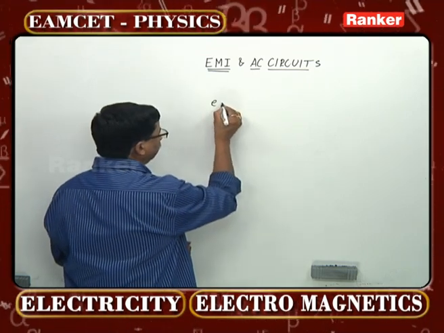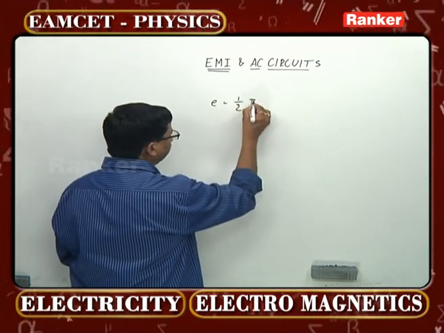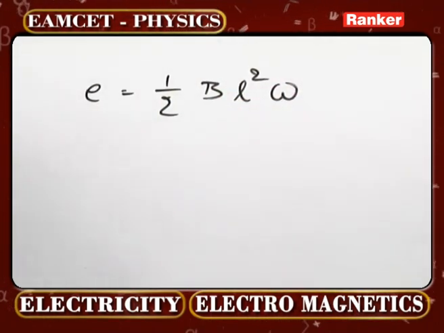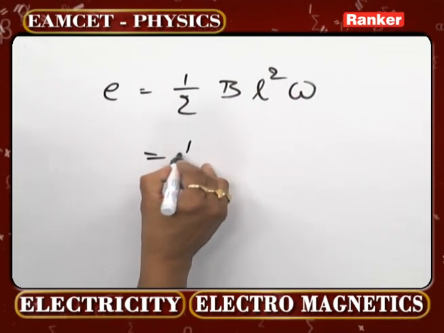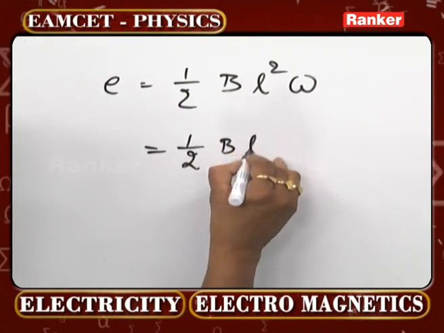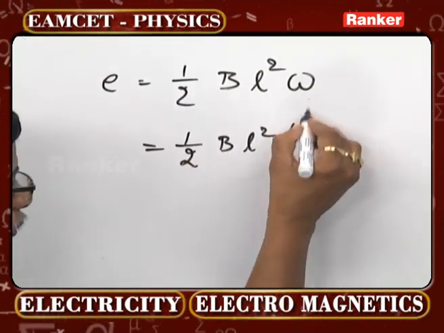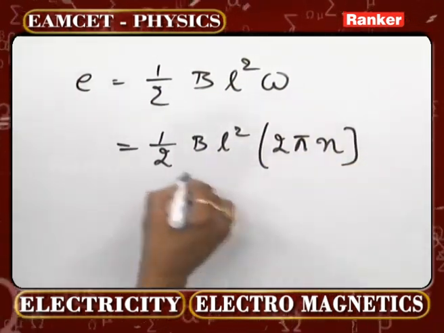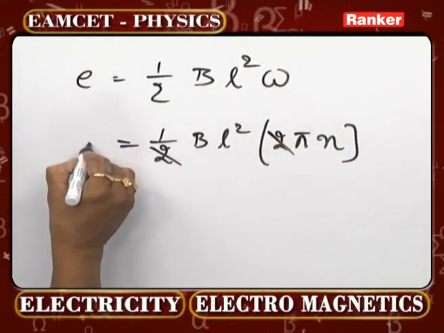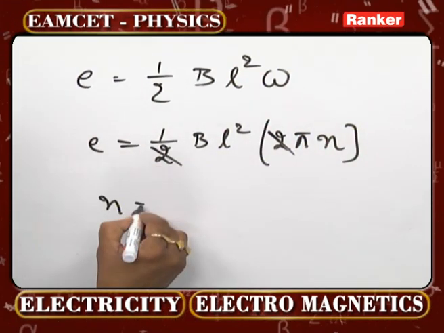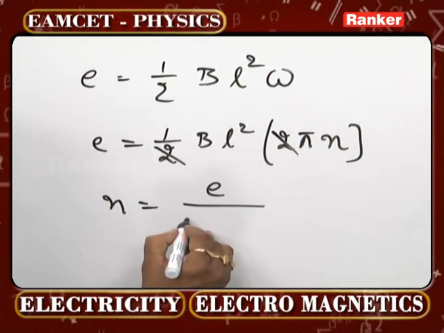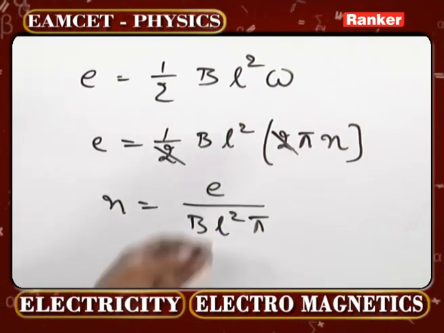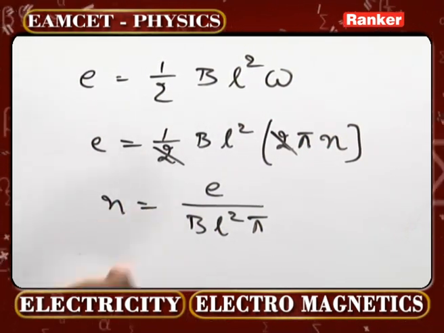In fact, E is equal to half B L square omega. That is the formula. Now you can even rewrite the same this way: half B L square into omega, and omega can be written as 2 pi n, n being the frequency. The 2 gets cancelled. Now n I want, n is equal to E by B L square pi. That is actually the formula, n being the frequency here.